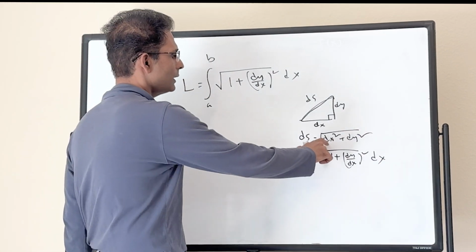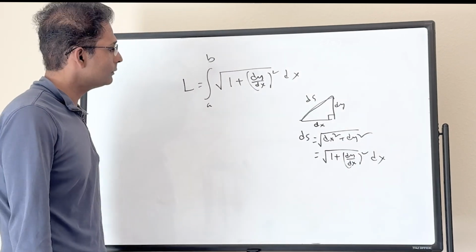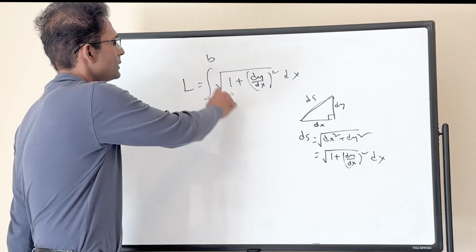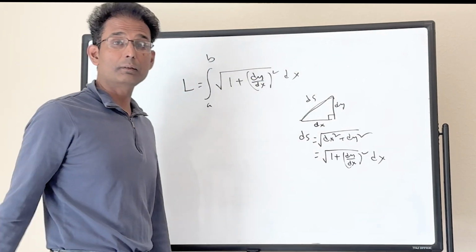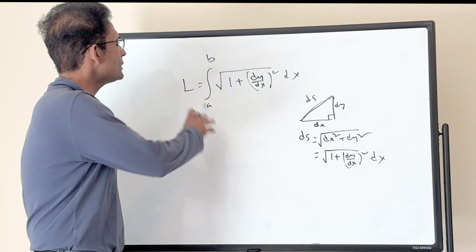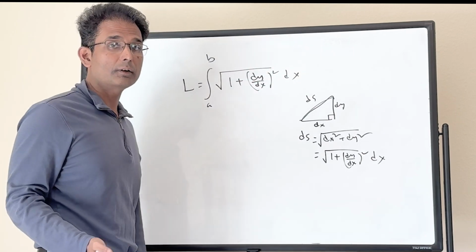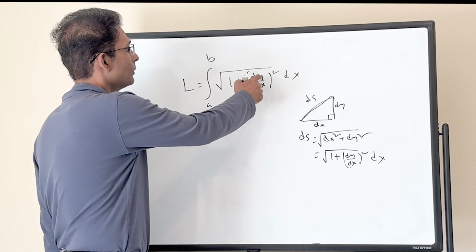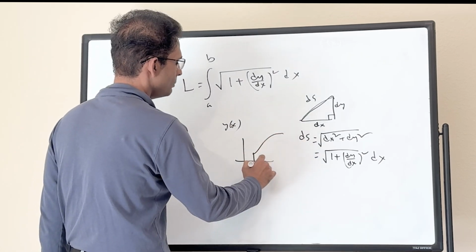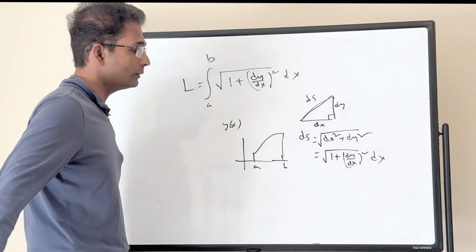All I did is take dx outside the square root, and inside the square root you have the slope of the line. Then you integrate, adding up all these small pieces of arc length of the curve. So this is the formula for the length of any arbitrary curve, where y is any function. For y(x) defined over an interval a to b, you get one value of L, so you can see L is a functional.